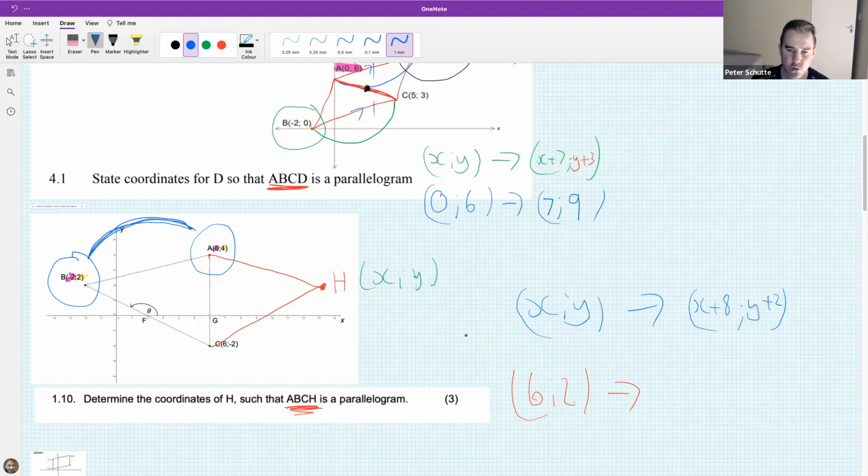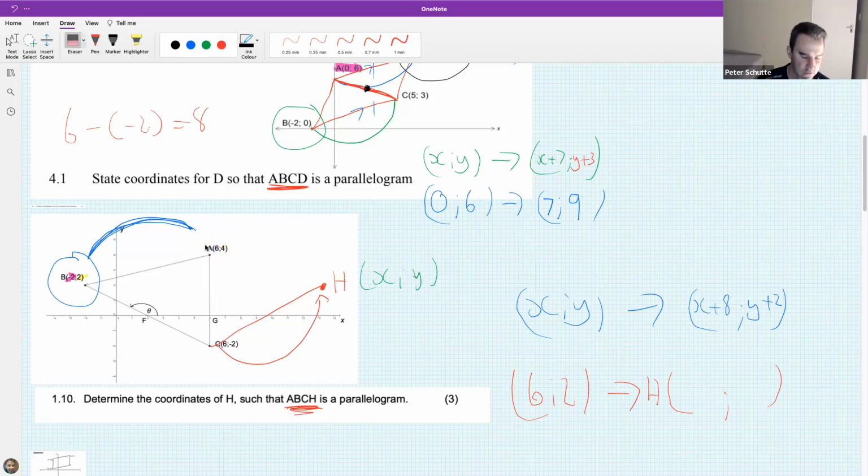Now you're going to use your directions to get from C up to H. So you start with 6, and what were the directions? You needed to add 8. So work out what this point is, this point H. How did I get 8 across? What I said was basically I went 6 minus -2. I looked at the 6 here and the fact that it was -2 here, and I have to go 8 across to get in line with 6.